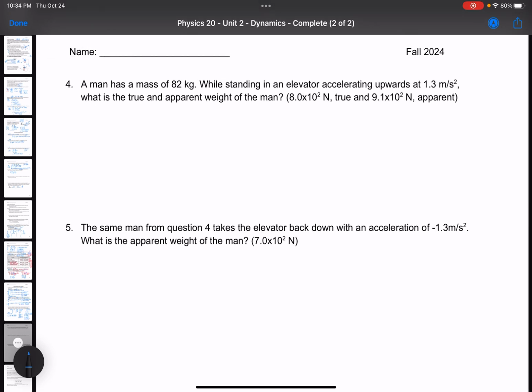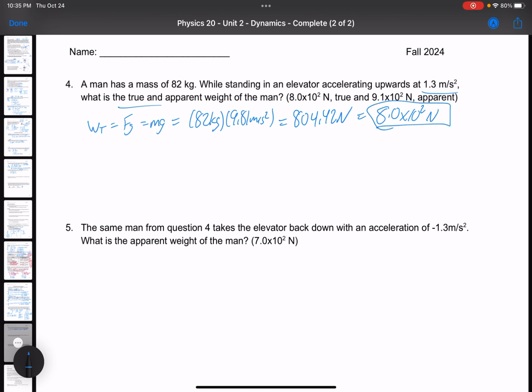All right. Number 4, a man has a mass of 82 kilograms while standing on an elevator accelerating upwards at 1.3 meters per second squared. What is his true and apparent weight? True weight is irrelevant to any movement, so it's just equal to mg. That's going to be 82 kilograms times 9.81 meters per second squared. So 82 times 9.81 gives me 804.42 newtons, 2 significant digits, 8.0 times 10 to the power of 2 newtons.